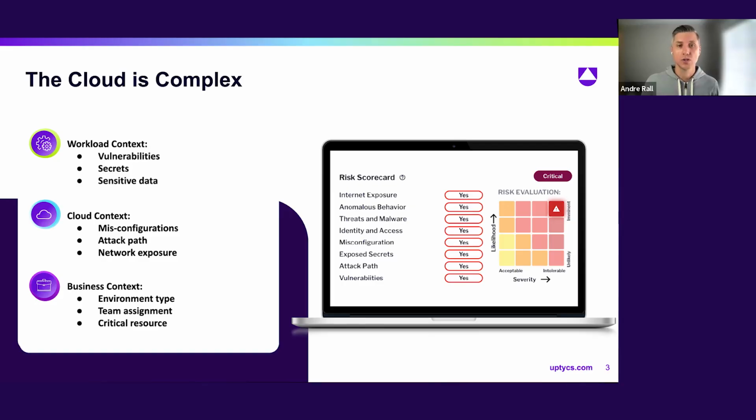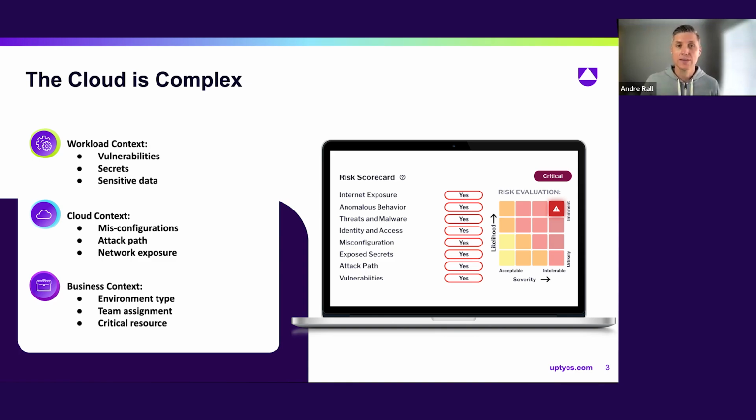I'll give you some examples. If you think about your security data, you'd want to know the cloud context. So what are the configurations? Are there any network exposures? Is there an attack path present? You then think about the workload context. Are there vulnerabilities in those workloads? Are there secrets stored on those workloads? And is there sensitive data present in those workloads?